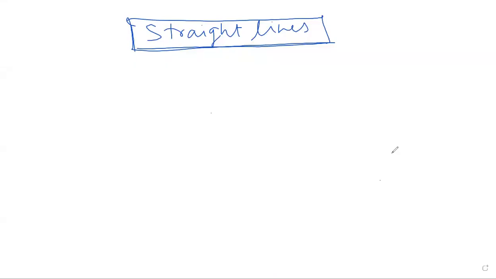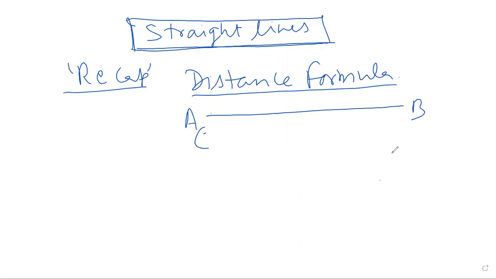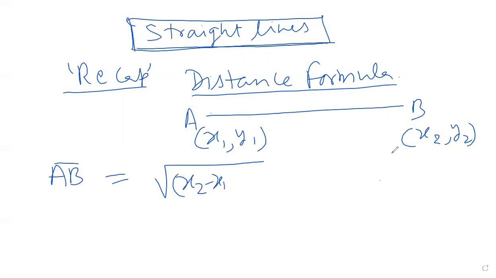And to recap, we have the distance formula. Suppose we have coordinates of A and B. Let the coordinates of A be x1, y1, and the coordinates of B be x2, y2. Then the distance of the line segment joining AB, so AB distance, will be root over (x2 minus x1) whole square plus (y2 minus y1) whole square. This will be the distance between AB.